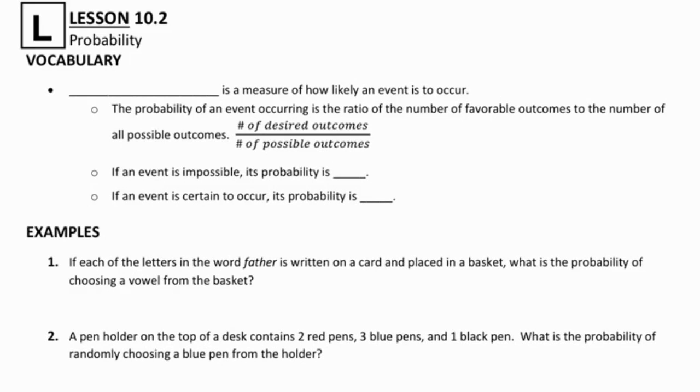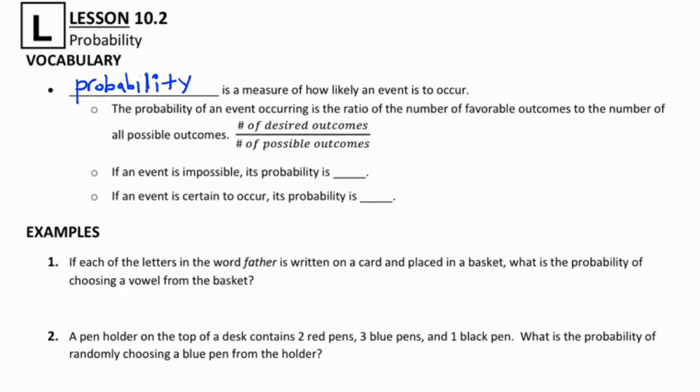Alright guys, so in lesson 10.2 we're just going to be looking at some basic probability. Probability is a measure of how likely an event can occur. So the probability of an event occurring is the ratio of the number of favorable outcomes over the number of possible outcomes. So the number of desired goes on top and the number of possible outcomes on bottom.